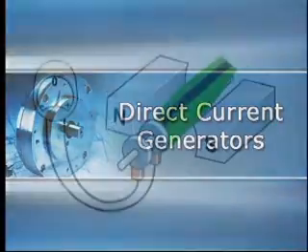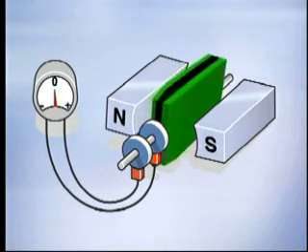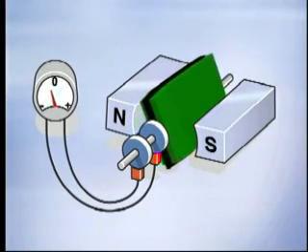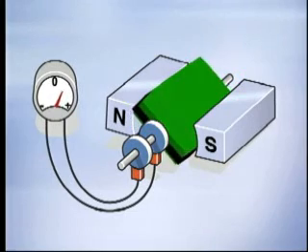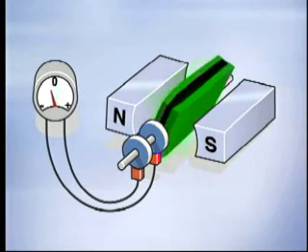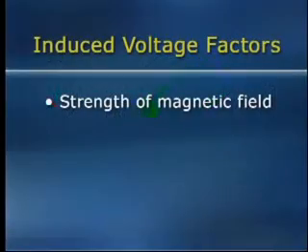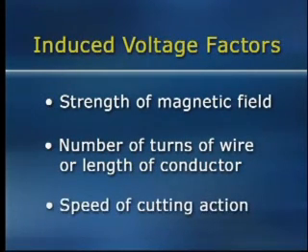A generator is a device that converts mechanical energy into electrical energy. It operates on the principle that any time a conductor cuts through the flux lines of a magnetic field, a voltage is induced in the conductor. The amount of voltage that's induced in a conductor is determined by 3 factors: the strength of the magnetic field, the number of turns of wire or the length of the conductor, and the speed of the cutting action.